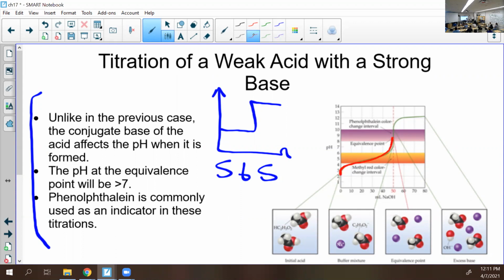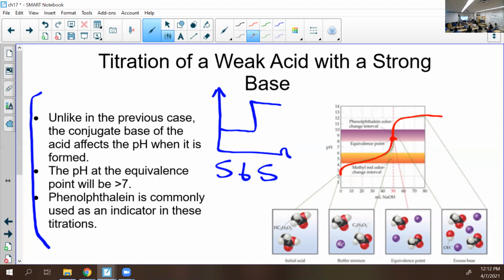That's why it's sort of a lot more curvy. So here we would have a base that we are going to add to my acid, and we're going to titrate it to the equivalence point here. The equivalence point no longer is exactly 7 because there's weak base included here. So we have a little bit of an issue here.